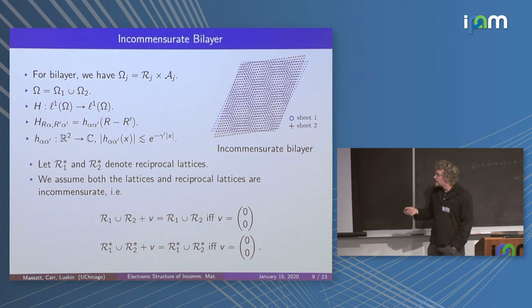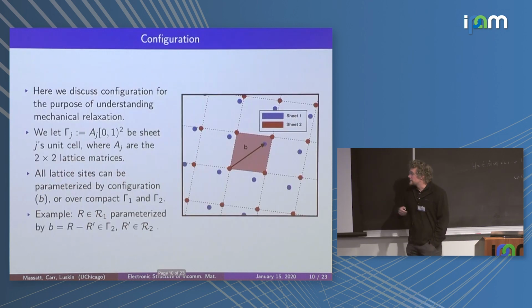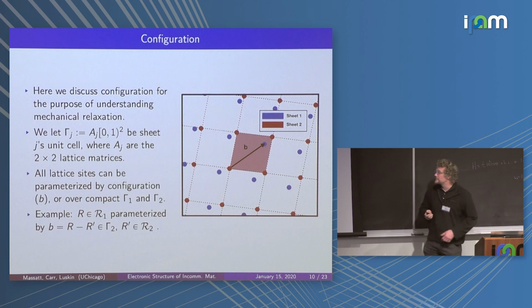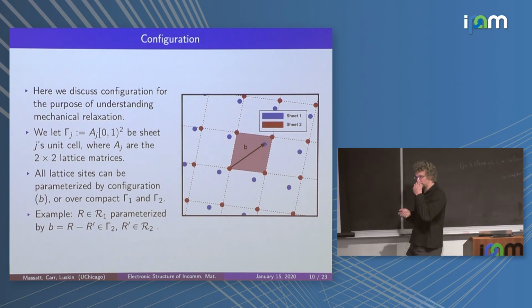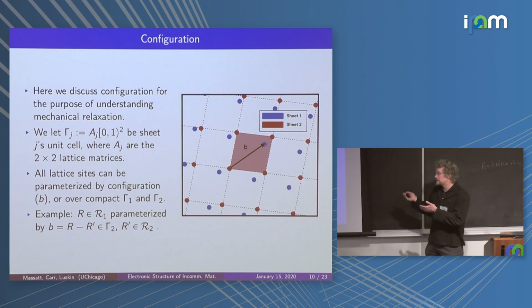Okay. And so we're going to assume that the system is incommensurate. So that means the two lattices are not periodic. The reciprocal lattices aren't, and the real space lattices aren't. OK, so we're in an incommensurate system. I'm going to briefly describe configuration, though actually I don't need it much. The only reason I'm going to introduce configuration is to understand what mechanical relaxation is. If you've already seen Paulstock, then you actually already know what's happening here.